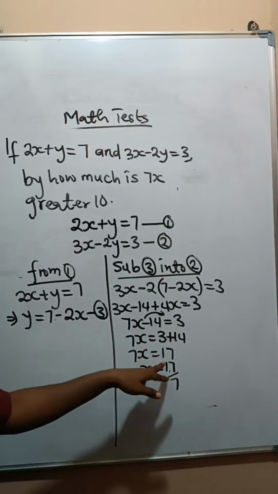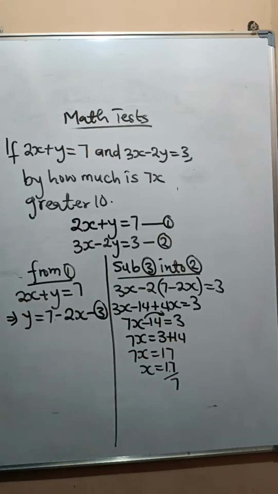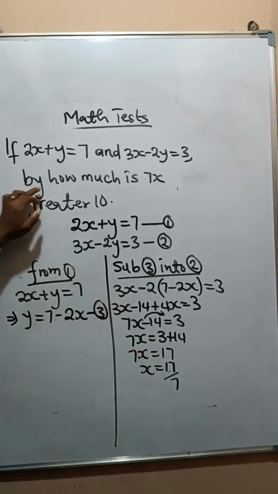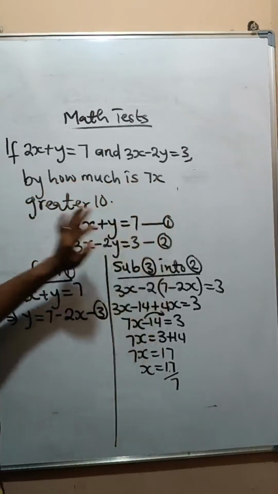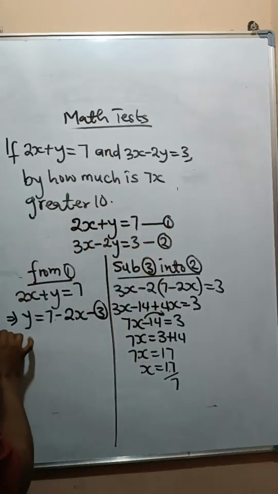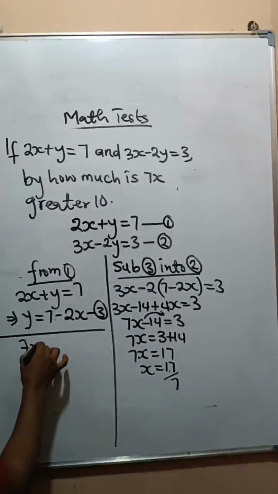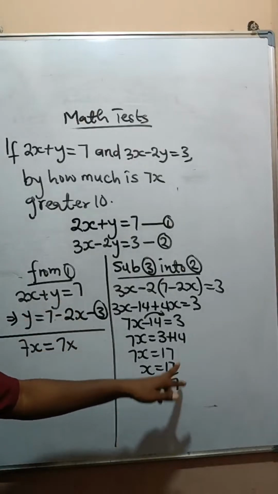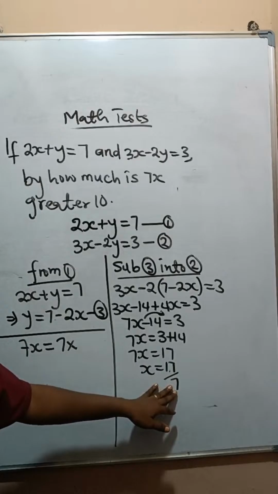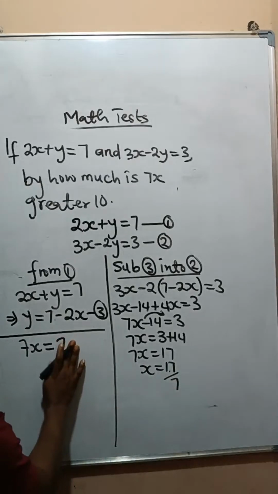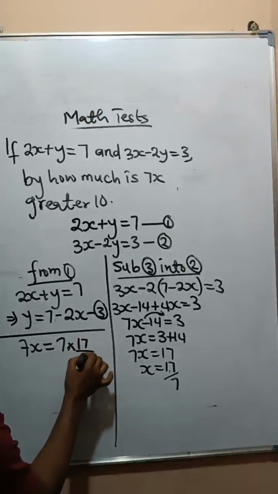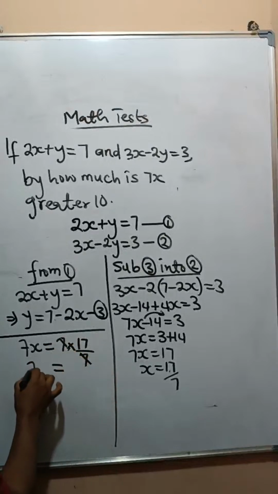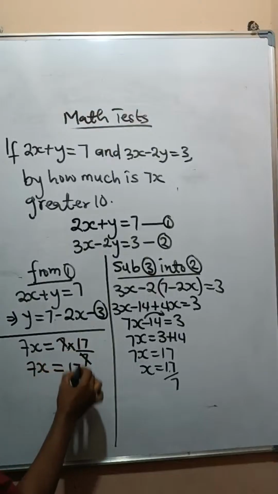So we have 7x is equal to 17. That means that x is equal to 17 over 7. Okay, we are now asked by how much is 7x greater than 10? Now, what is 7x? 7x will now be equal to 7 multiplied by, now our x is 17 over 7. All right, so we have 7 multiplied by 17 over 7. So this will cancel this. So this implies that 7x is equal to 17.